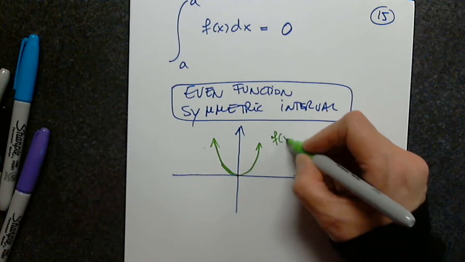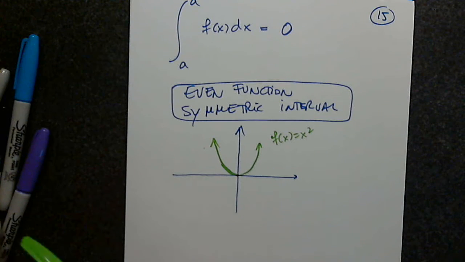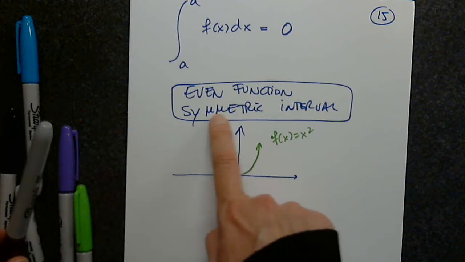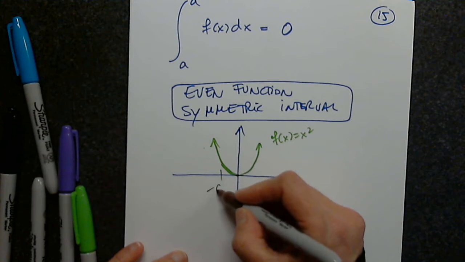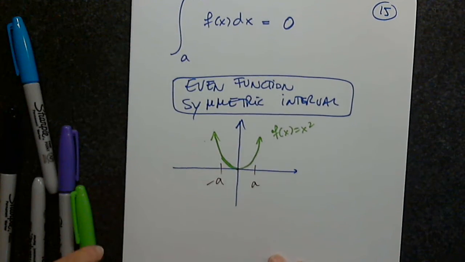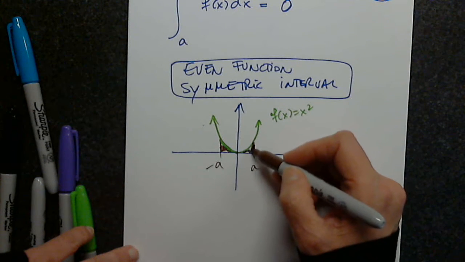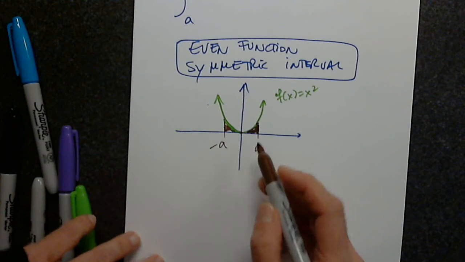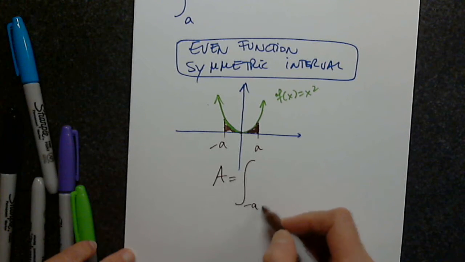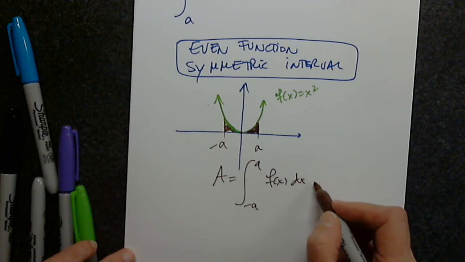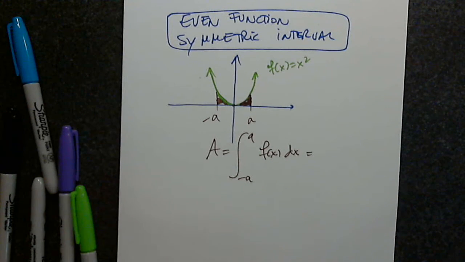So this is f of x equals x squared. It's an even function, and we are going to use a symmetric interval, let's say between negative a and a. And we want to determine this area. This area will be the integral from negative a to a of f of x dx. Even function, symmetric interval. Both are required. Negative 1 to 1, negative 3 to 3, negative 10 to 10 from a function that is even.